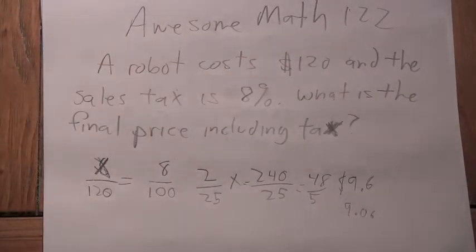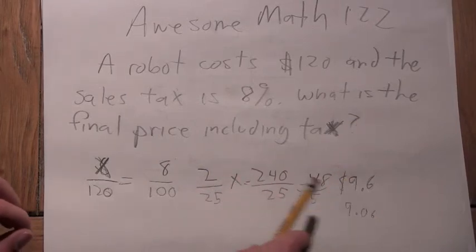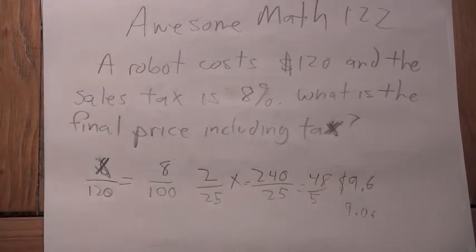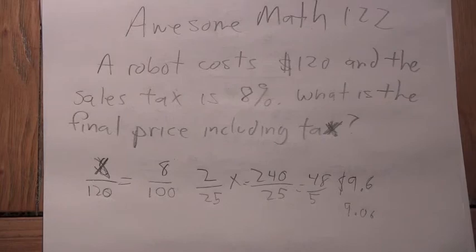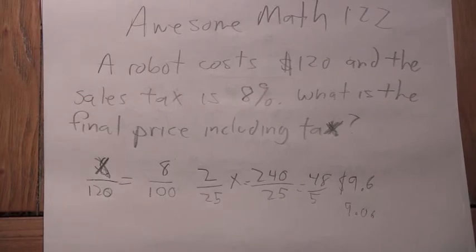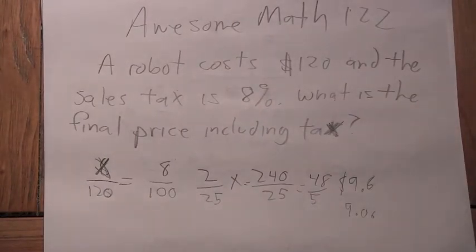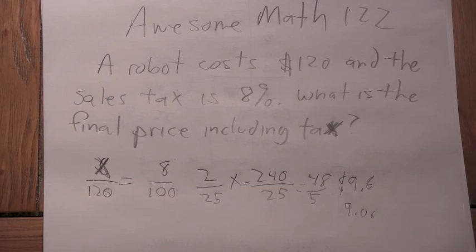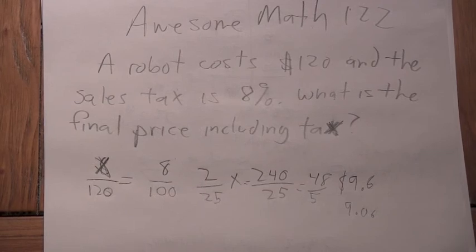So what is the final price including tax? We have to add these. So it's $129.60. Very good. Good job, sweetie. That was great working through that. That's a good example of how percentages come up every single day when you buy something. Good job.